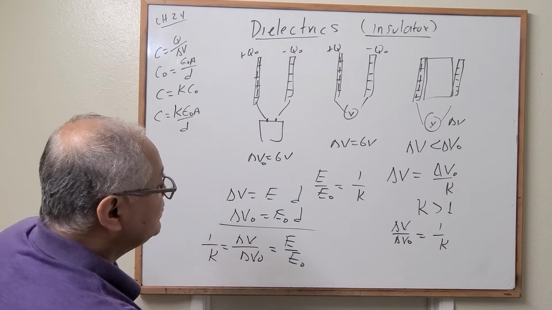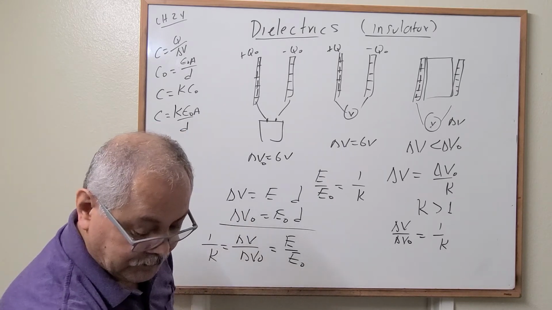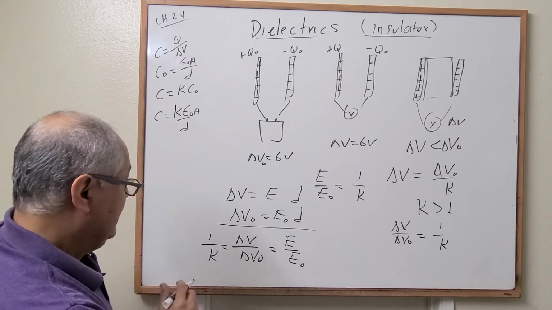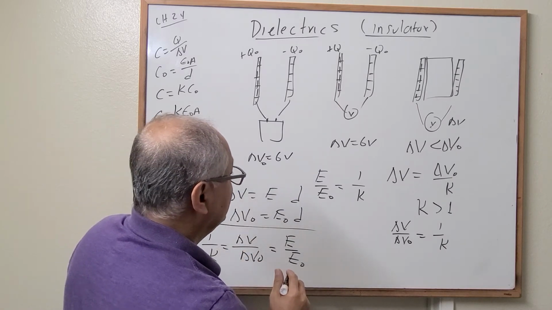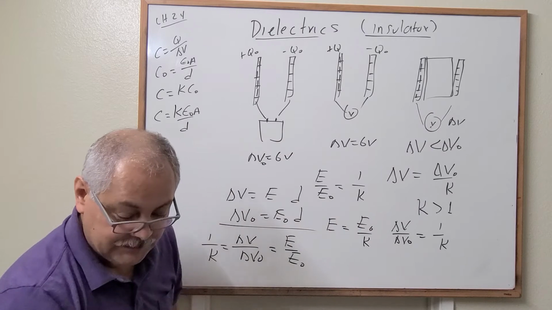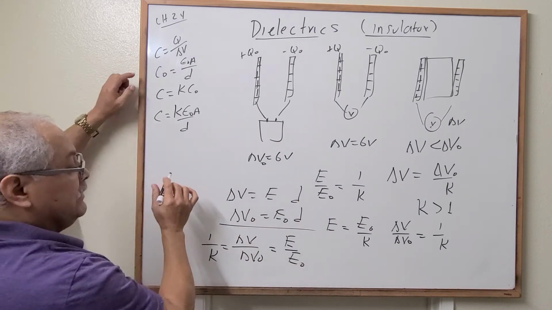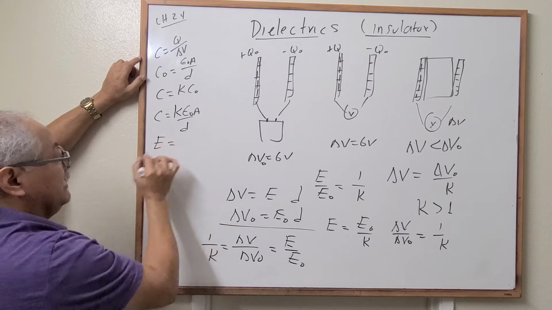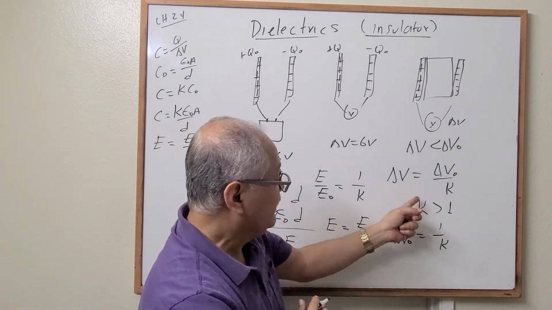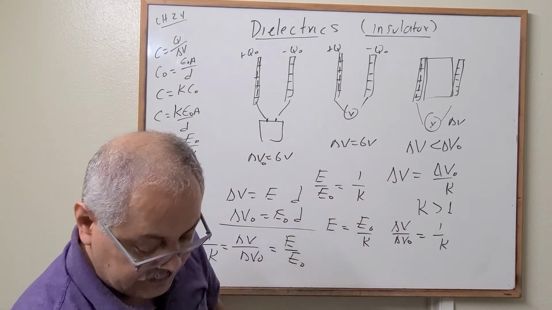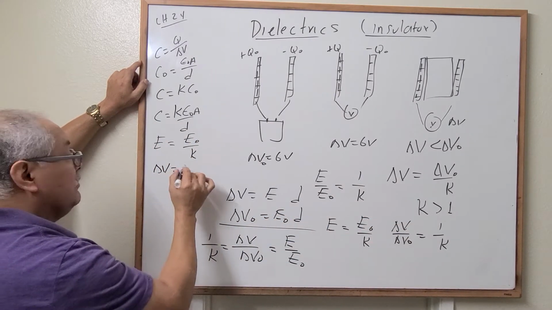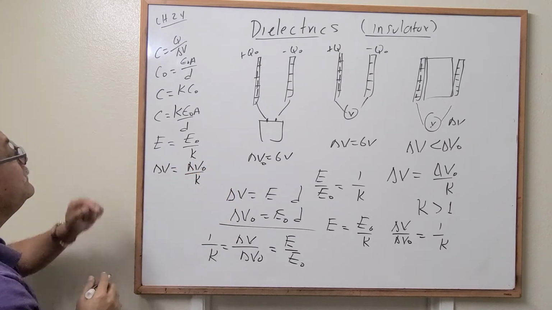Correct? Now, what happens then to the electric field? Okay, let me see if this one is correct. Then we have that the electric field at the end is equal to the electric field in vacuum divided by kappa. Perfect. So we have these relationships. One more time, the electric field using the dielectric is equal to the electric field in vacuum divided by kappa. This is coming from this analysis right here. Perfect. Now we also found that the voltage using the dielectric is equal to the voltage without the dielectric divided by kappa. Correct?